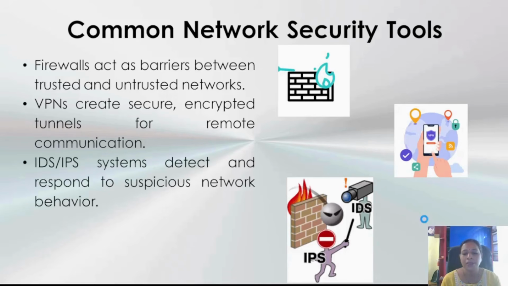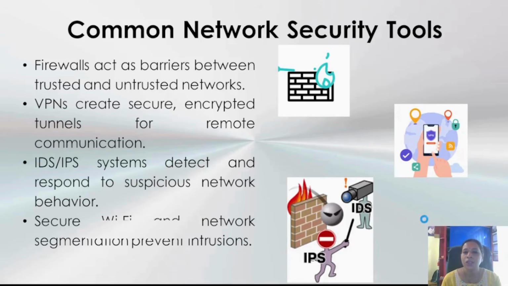IDS and IPS systems, that is intrusion detection and prevention systems, identify and block suspicious behavior in real time. There is also a secure Wi-Fi configuration that ensures home and organizational networks use encryption like WPA3. So together these tools form the first line of defense in any IT environment.